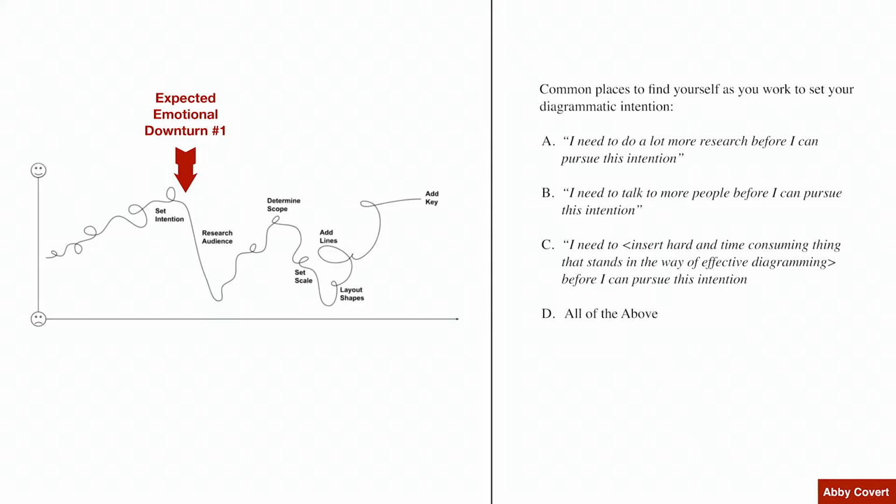Here are some common places to find yourself as you work to determine your diagrammatic intention. I need to do a lot more research. I need to talk to a lot more people. I need to do other hard and time-consuming thing that stands in the way of diagramming. Or, even worse, all of the above. Now, before we start hand-wringing and blaming ourselves for not being informed enough yet to start diagramming, what if I told you that finding yourself a place on this list of thoughts is actually to be expected at this point in the process? The intention-setting step of diagramming is never a waste, even when we are not ready to proceed further into the process yet.